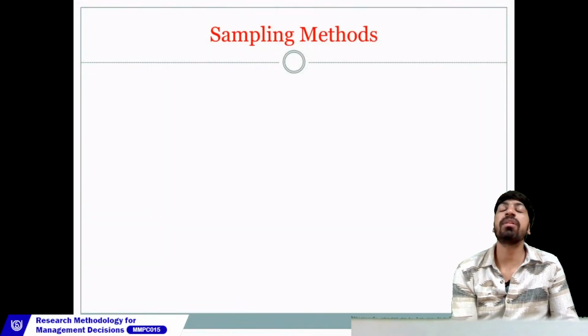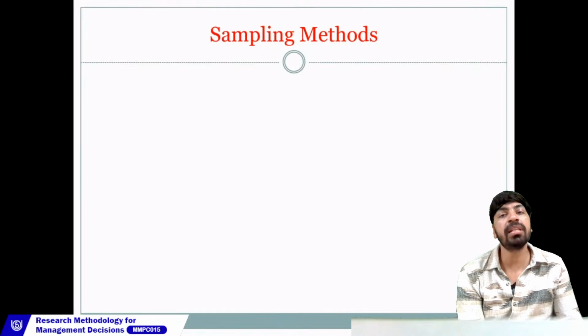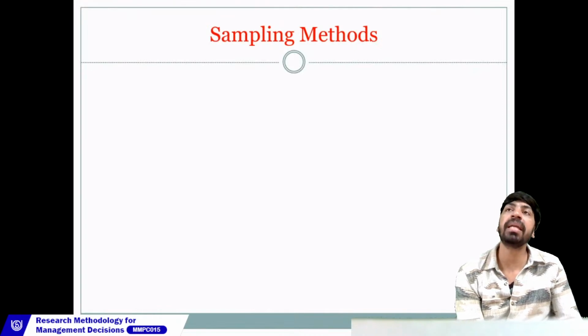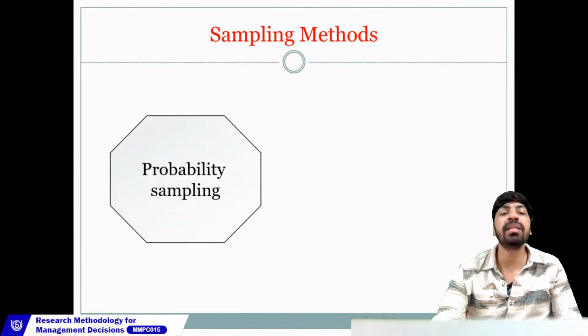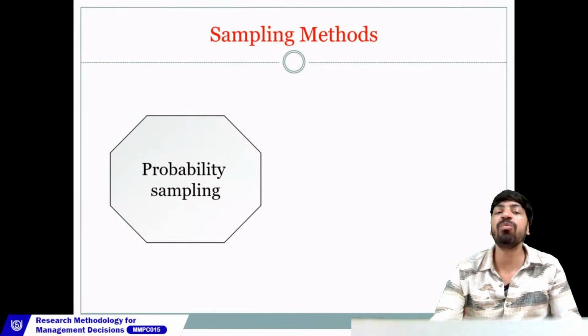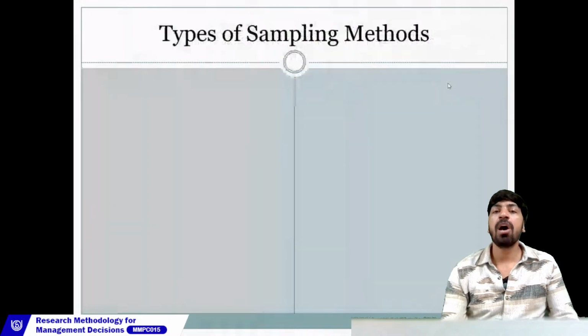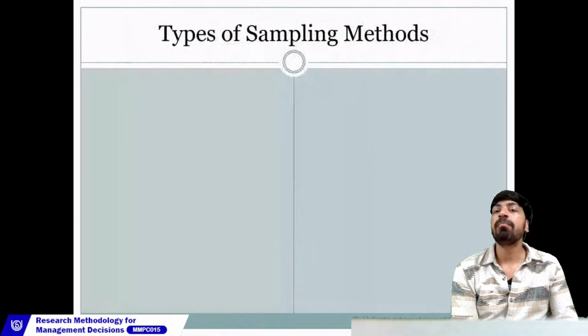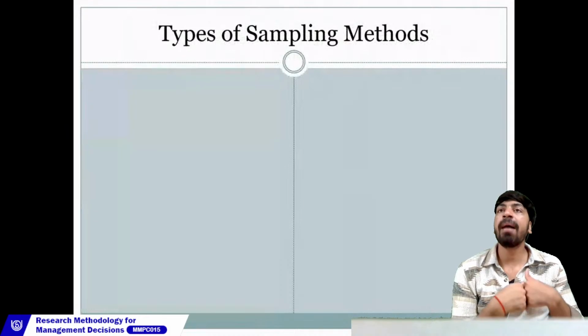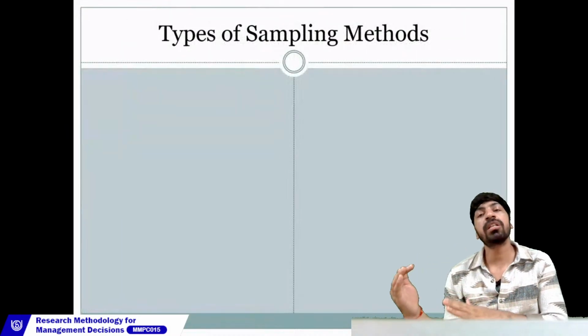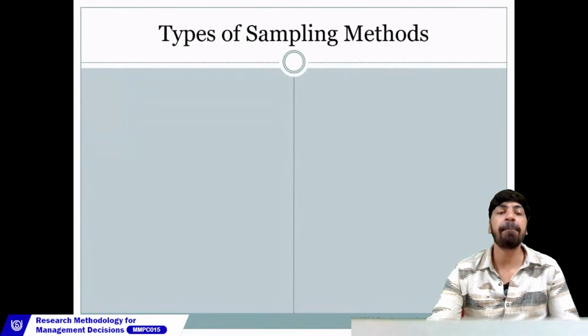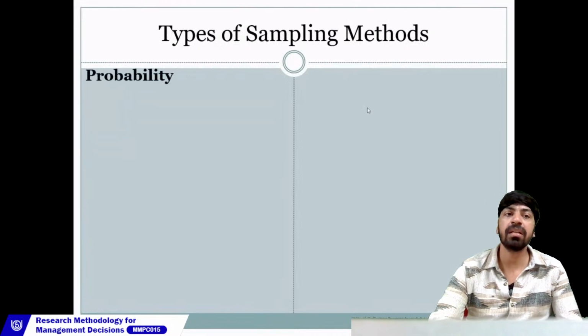Let's talk about one of the most important topics in this particular code, MMPC 15, that is the sampling methods, which are divided into two categories. The first one is probability sampling and the second one is non-probability sampling. Now we talk about the types of sampling methods which come under probability sampling and which come under non-probability sampling. So let's begin.